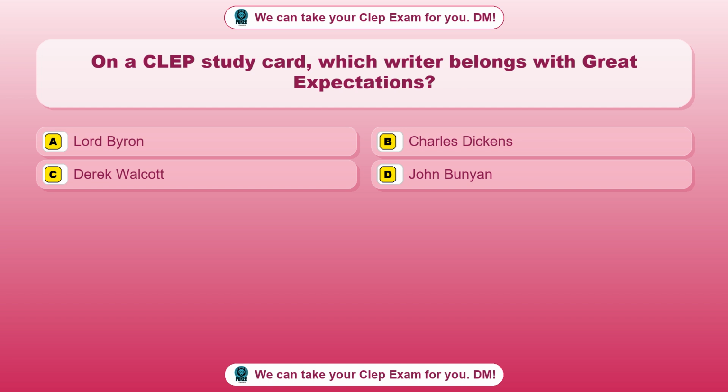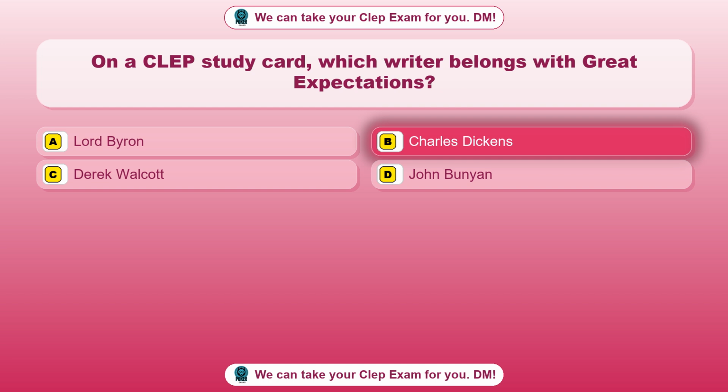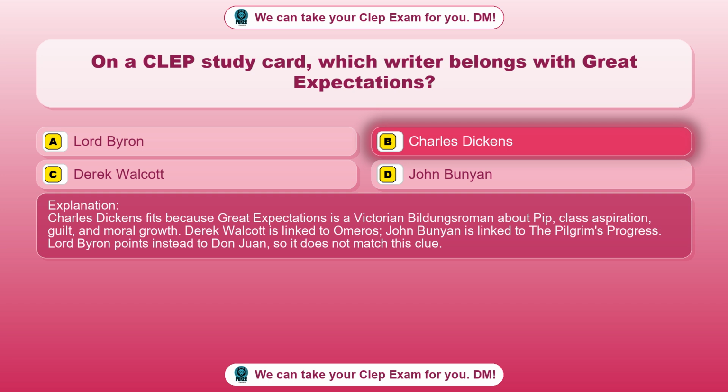Option B, Charles Dickens. Option C, Derek Walcott. Option D, John Bunyan. The correct answer is option B, Charles Dickens. Charles Dickens fits because Great Expectations is a Victorian Bildungsroman about Pip, class aspiration, guilt, and moral growth. Derek Walcott is linked to Omeros, John Bunyan is linked to The Pilgrim's Progress. Lord Byron points instead to Don Juan, so it does not match this clue.